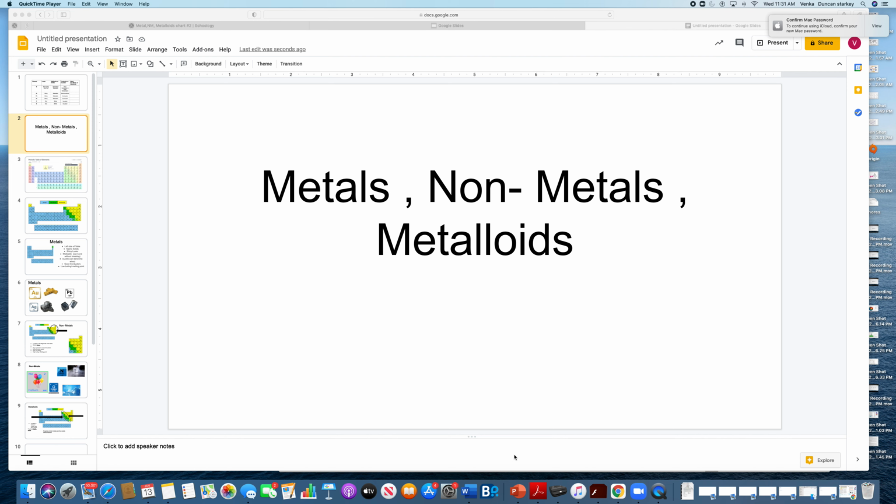We will be discussing metals, nonmetals, and metalloids. In our previous lesson, you learned about elements and compounds. You learned what an element was and what a compound was. We now know that an element is a pure substance composed of only one type of atom. We know that a compound is also a pure substance composed of two or more elements. Now we're going to discuss metals, nonmetals, and metalloids.